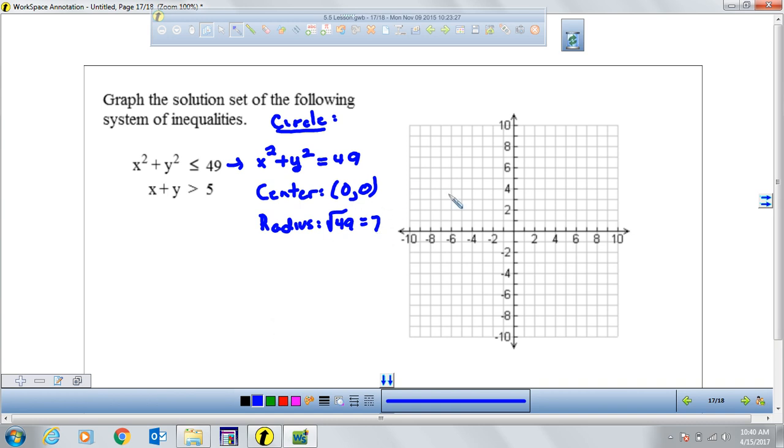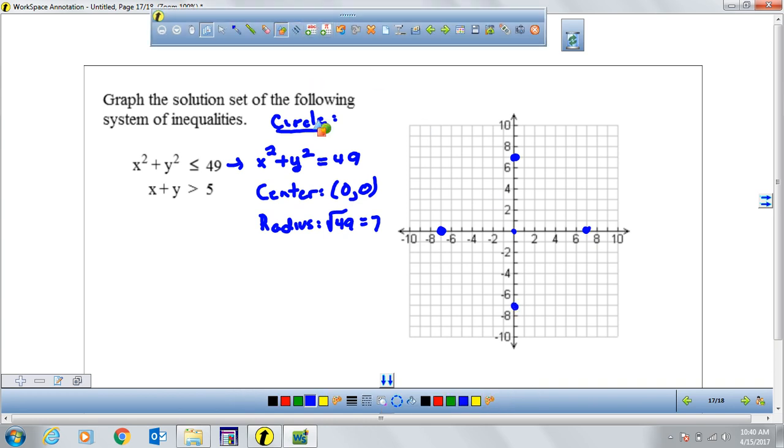So this is going to be a circle that starts on 0, 0 from the center. And then the radius is going to be 7, which means it's going to go 7 units to the left, right here, this is 1 point. From here, 7 units up. From here, 7 units to the right. And from here, 7 units down. This is going to be our circle. And you see that it has an equal sign on the bottom. That means it is a solid circle. Okay, so we're going to graph a solid circle right there.